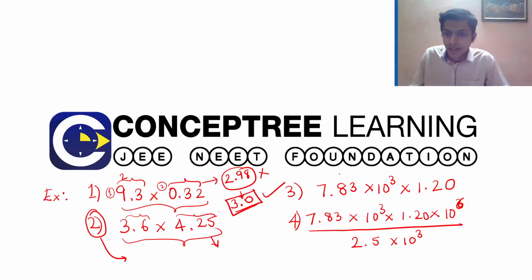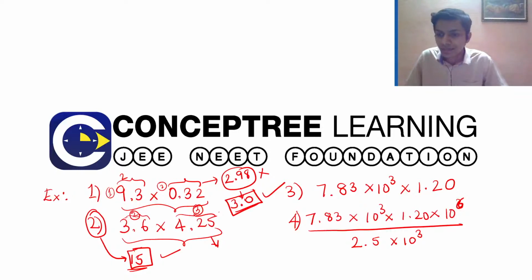Second one, the answer is 50. It's 50 because here there are two significant figures, here there are three significant figures. We have to select among these two. So the answer will be 50. So 15 is correct. Third one. Third one, what is the answer?